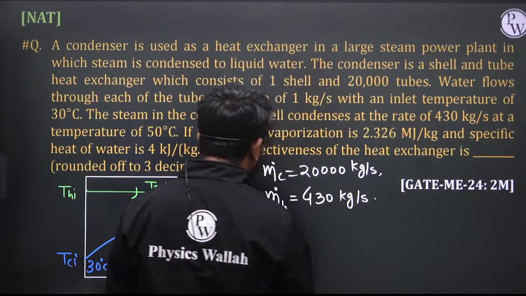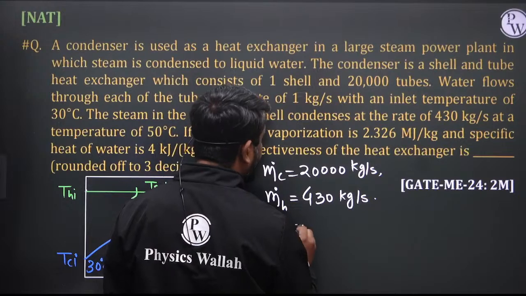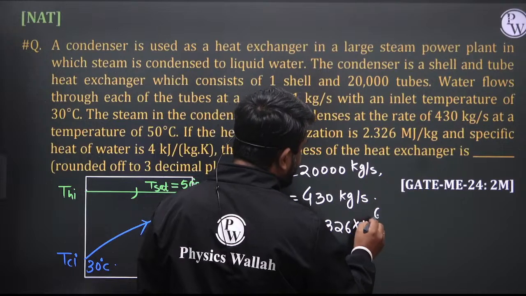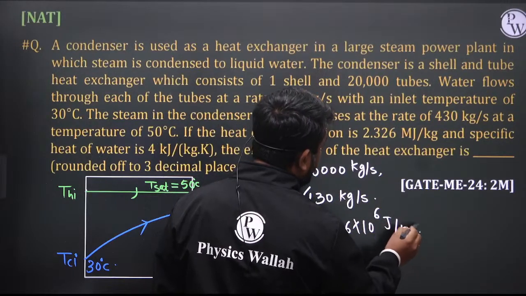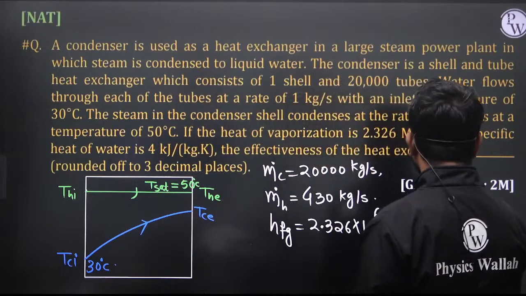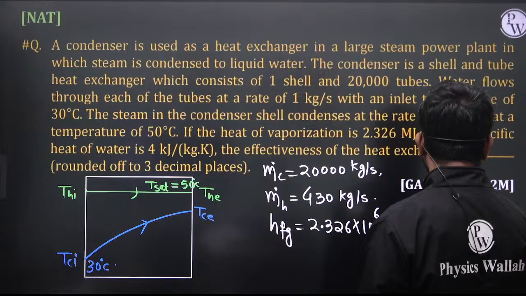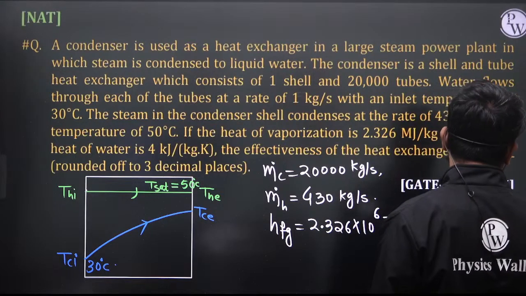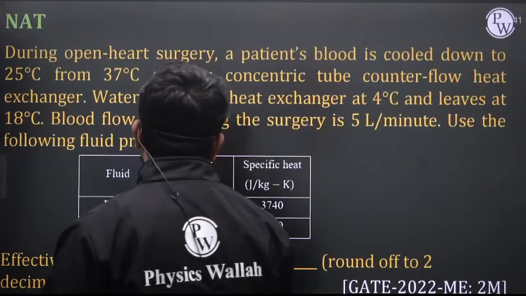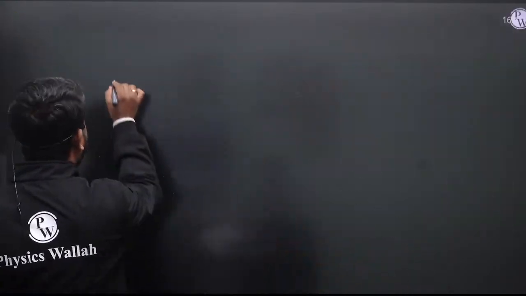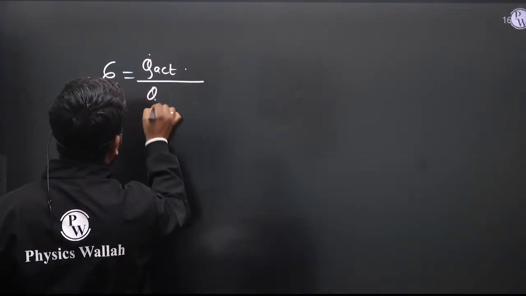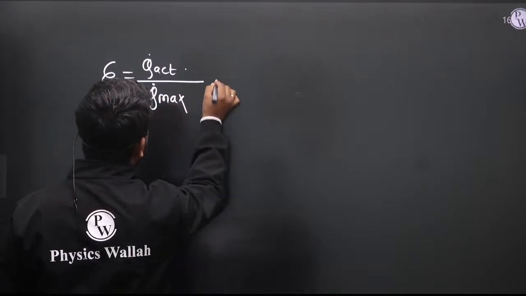The latent heat of vaporization, that is HFG, is 2.326 into 10 to the power 6 joule per kg. And the specific heat of the water, that means the cold fluid, is 4 into 10 to the power 3 joule per kg Kelvin. Right. So what is the effectiveness? The effectiveness is the actual heat transfer to the maximum possible heat transfer.